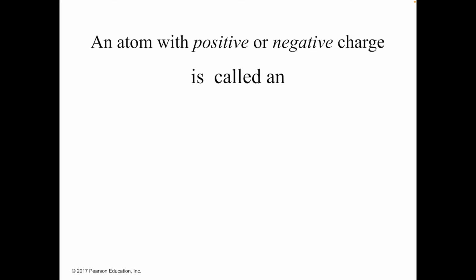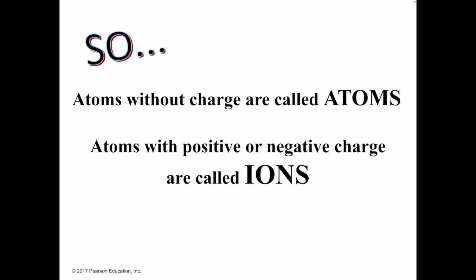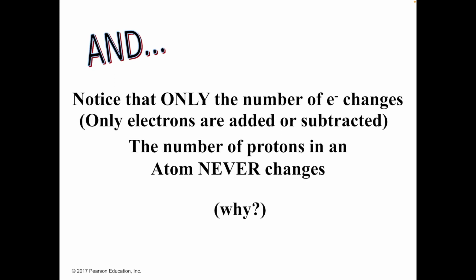So either way though, an atom with a positive or a negative charge is called an ion. So atoms without a charge are called atoms. Atoms with a positive or negative charge are called ions. And remember, only the number of electrons can change. Only electrons can be added or subtracted.